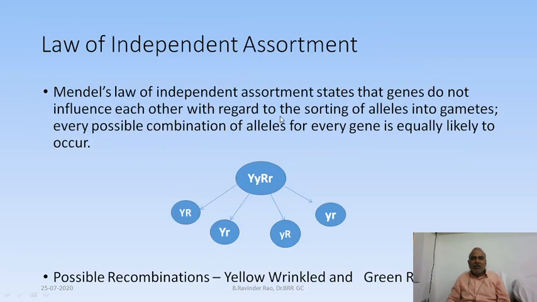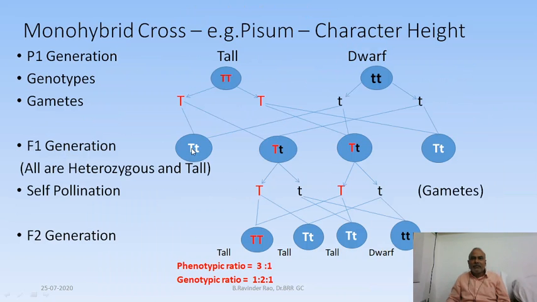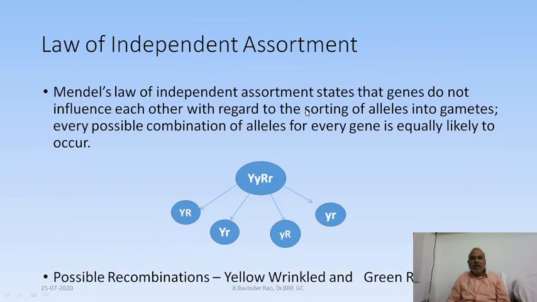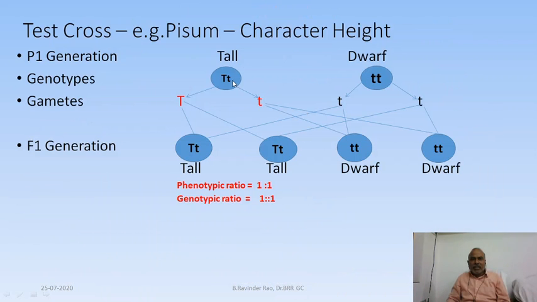And if we get all tall plants like this, then the tall plant is homozygous. The tall plant is homozygous when it yields all tall plants. A tall plant is said to be heterozygous when it gives a 1 is to 1 ratio of tall and dwarf. So this is a very, very easy method to find out the genotype of a dominant phenotype.